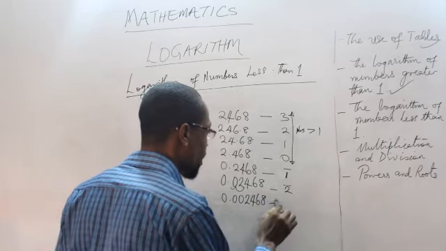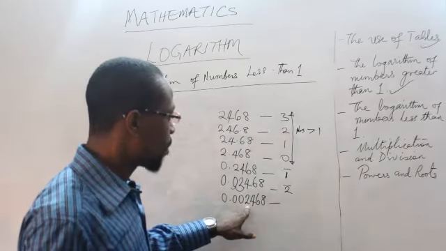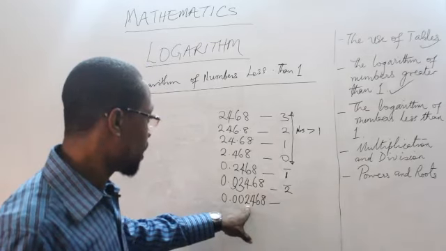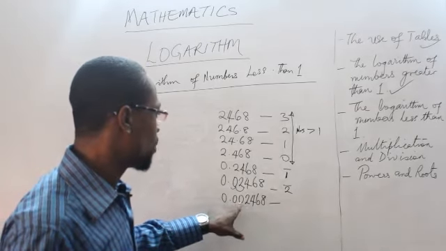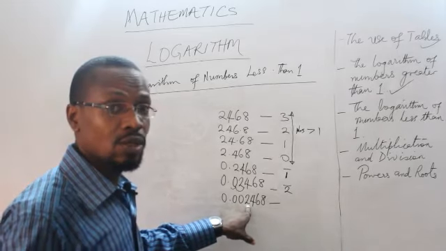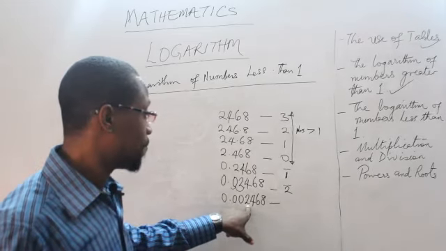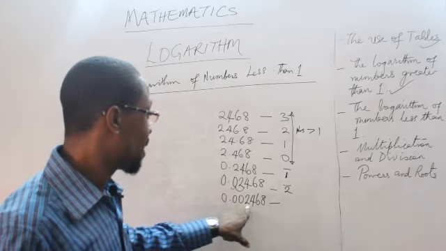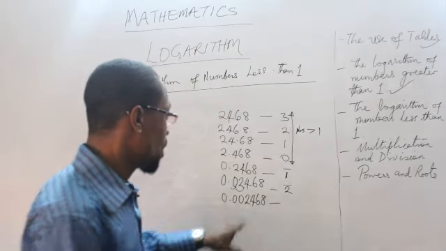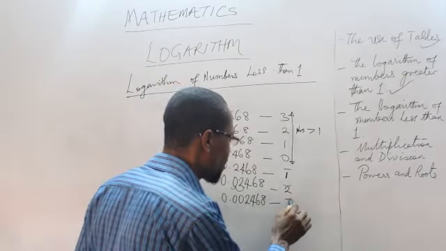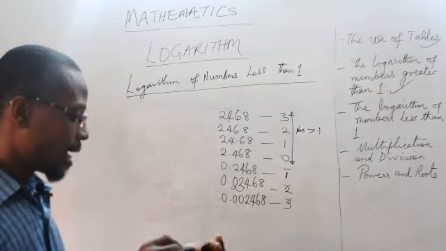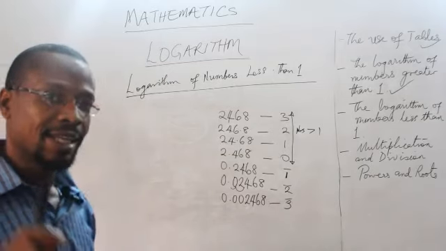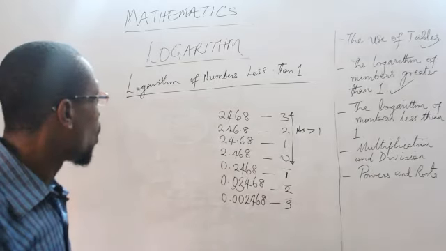And when we have 0.002468, our significant figure begins at what? The third place after the decimal point. 1, 2, 3. So 2 is the first significant figure there, and it begins at the third place. 1, 2, 3. So our characteristic becomes what? Bar 3. Now, that is how it goes. Again, the mantissa will always remain the same.